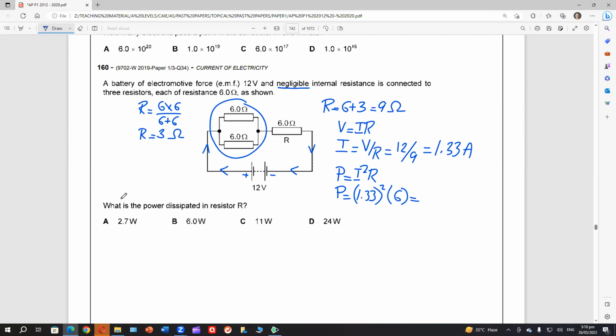Acha, can you repeat this calculation? 1.33 square into 6. It's 10.6. So I think I took it as 9 before because the total resistance was 9.